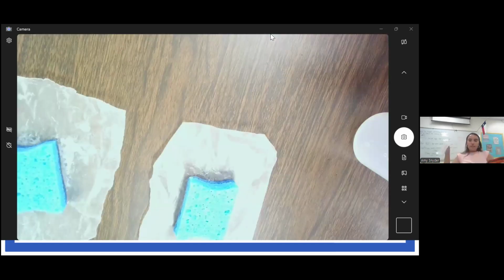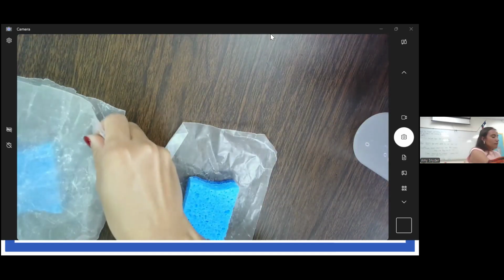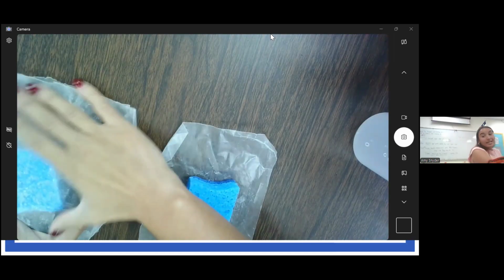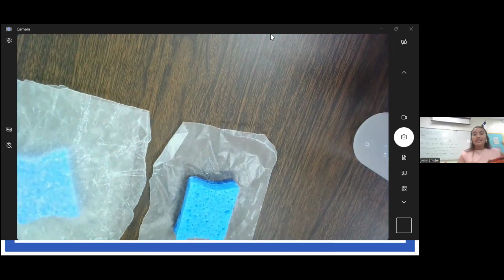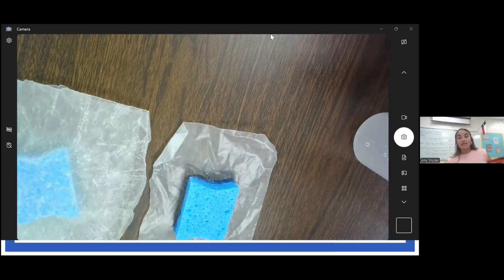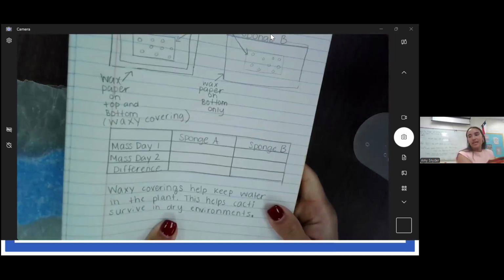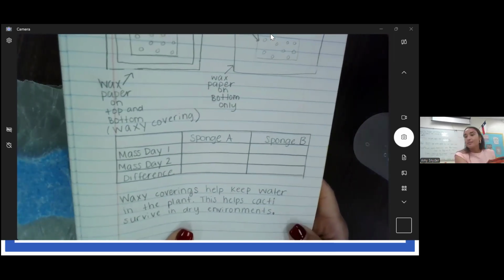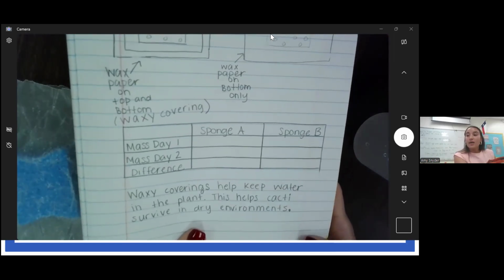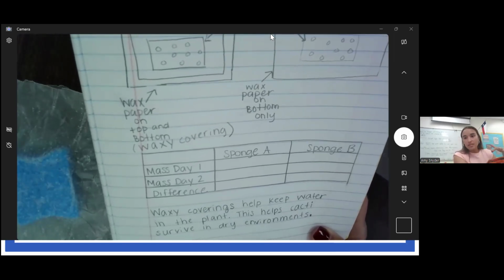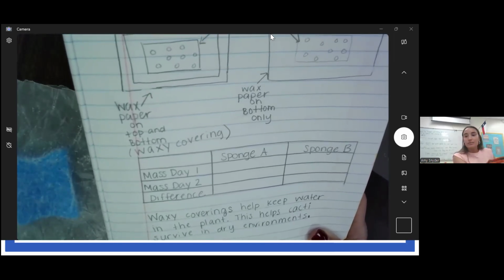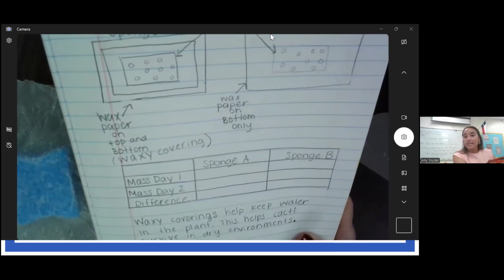And then you will have them place the waxy covering of the leaf or the waxy covering on their cactus stem for sponge A. And so we're figuring out, is that going to affect the mass of the water lost in any way? And then they would collect the data on day 2 by measuring the mass and then finding the difference and come to the conclusion that in sponge A with the waxy covering, that serves as a barrier to water loss by evaporation. And so the mass of sponge A was higher than sponge B.